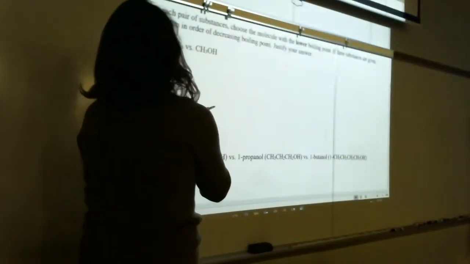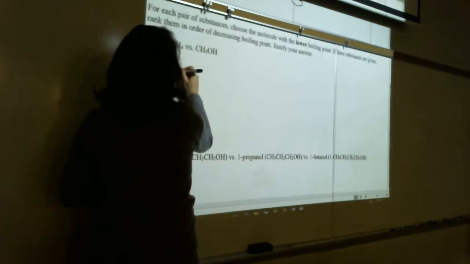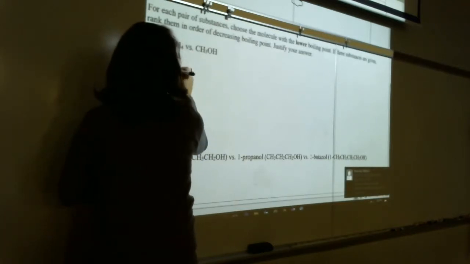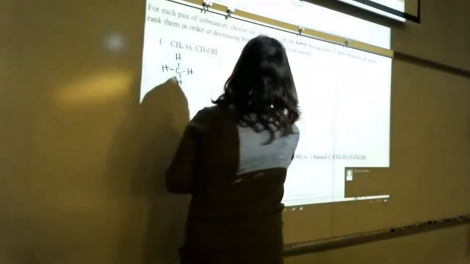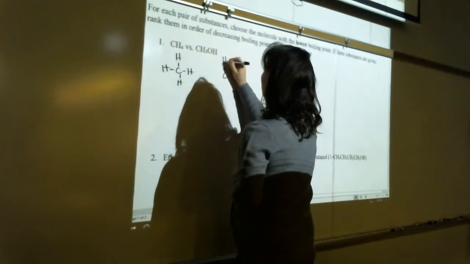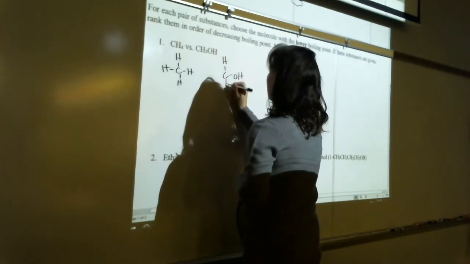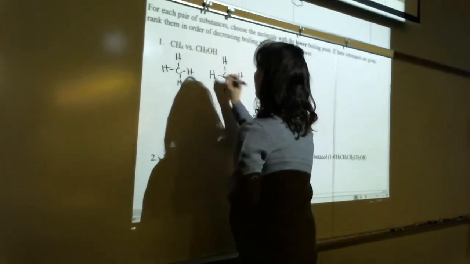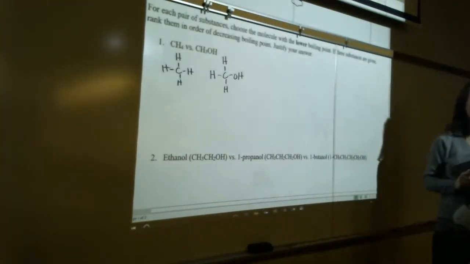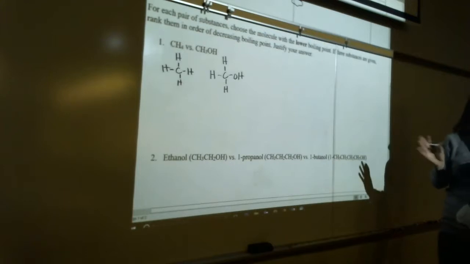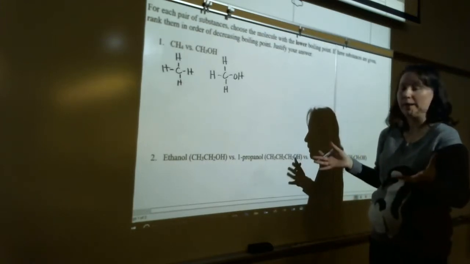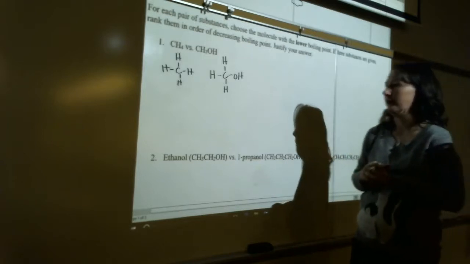Okay, so CH4, if you want to sketch that molecule, looks like this, right? That's its Lewis structure. And then here's the Lewis structure for methanol. There's a very, very big difference in boiling points here. It's not something you would miss. Let's go through and identify the IMFs, and then we can pick our answer based on that.